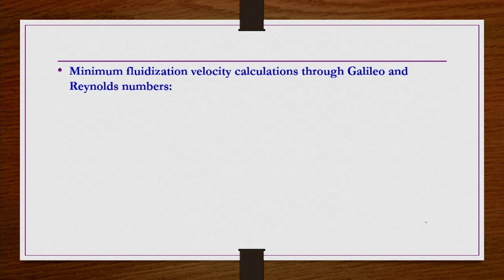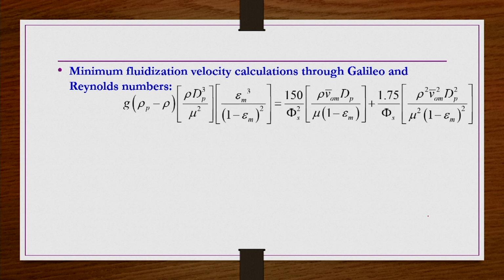Minimum fluidization velocity can also be calculated in terms of Galileo and Reynolds number. For that, what we have done is, in that previous equation number 1, both sides we multiplied by rho dp cube by mu square, epsilon m cube by 1 minus epsilon square. Then the right hand side terms we simplified, and left hand side terms we kept as it is. When we simplified the right hand side terms, we got here 150 multiplied by RE for packed bed plus 1.75 multiplied by RE square for packed bed, but this RE is at minimum fluidization condition. So, V0m bar and then epsilon m are used here.